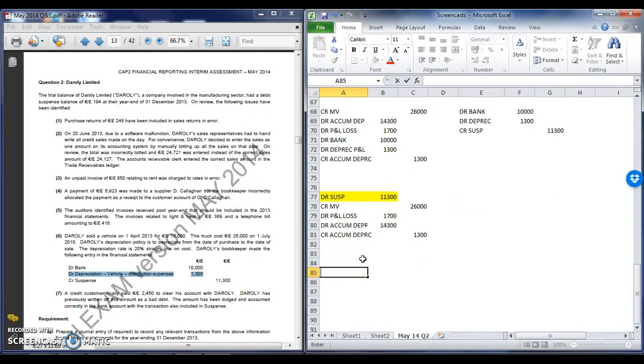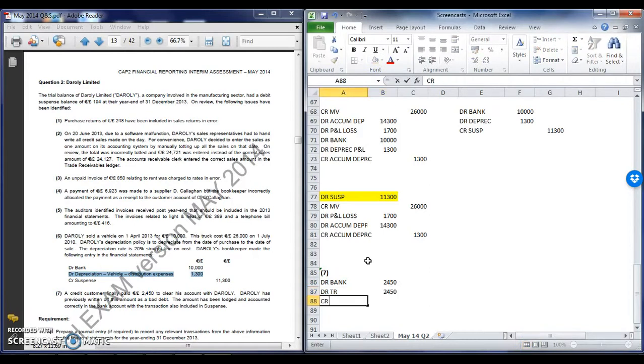The final one we're looking at then is point 7. Point 7 says, customer finally paid 2,450 to clear his account. So Darley had previously written off this as a bad debt, and the amount has been lodged and accounted for correctly in the bank account, with the transaction also included in suspense. So the first thing, what should you have done? Well, it should have been debit bank 2,450 and debit trade receivable 2,450.